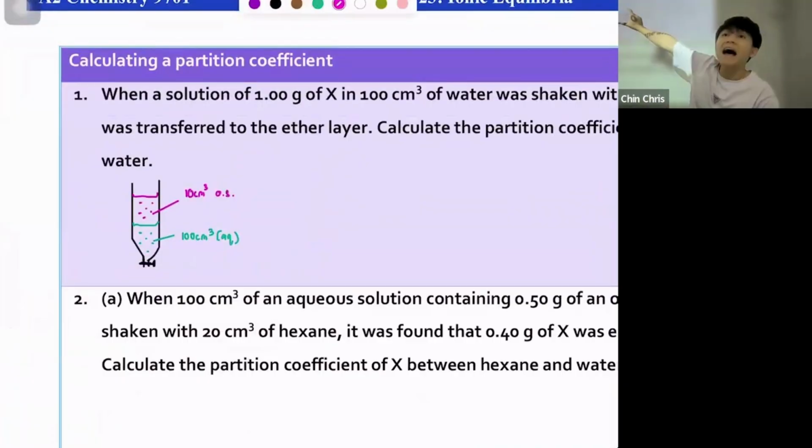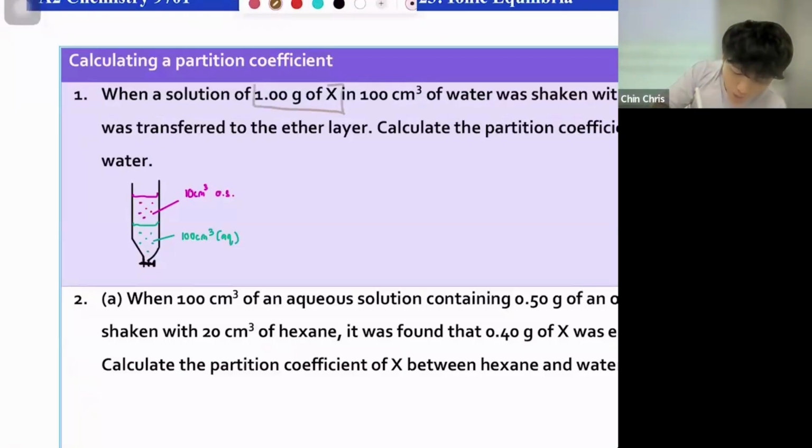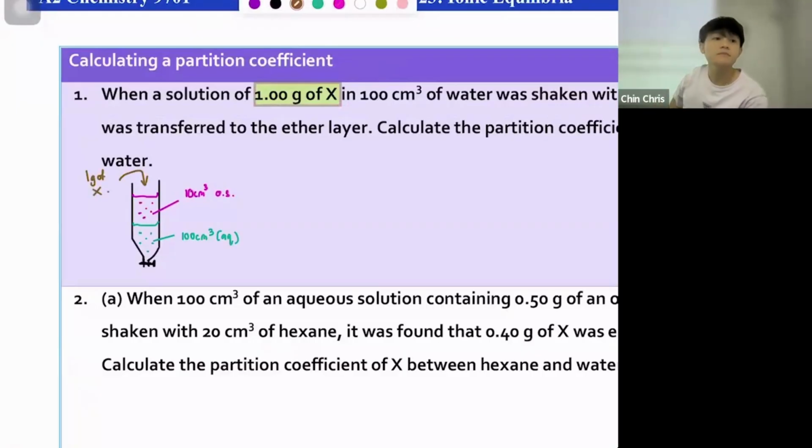Okay, so this is what we have. Now we are adding our Milo inside. How much Milo are we adding in? We are adding in 1 gram of Milo. Can you see that? So we throw 1 gram of Milo in, 1 gram of X. Clear?